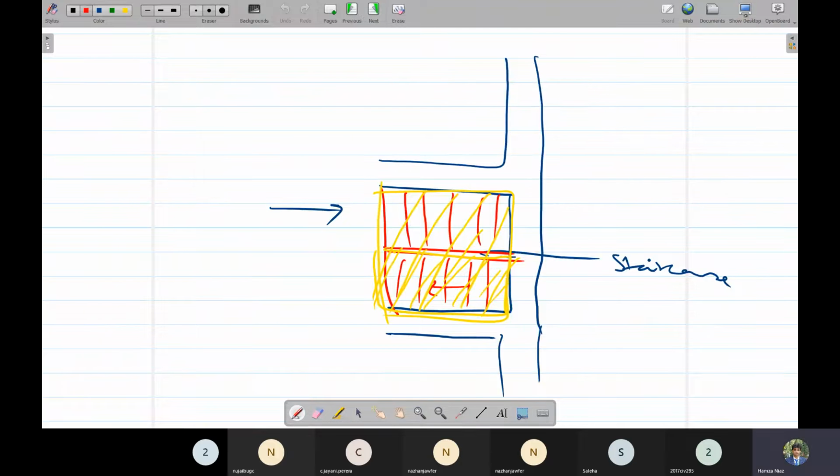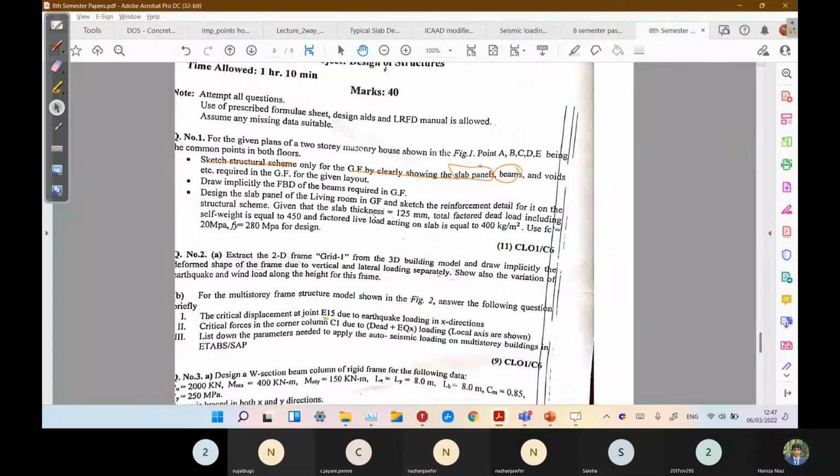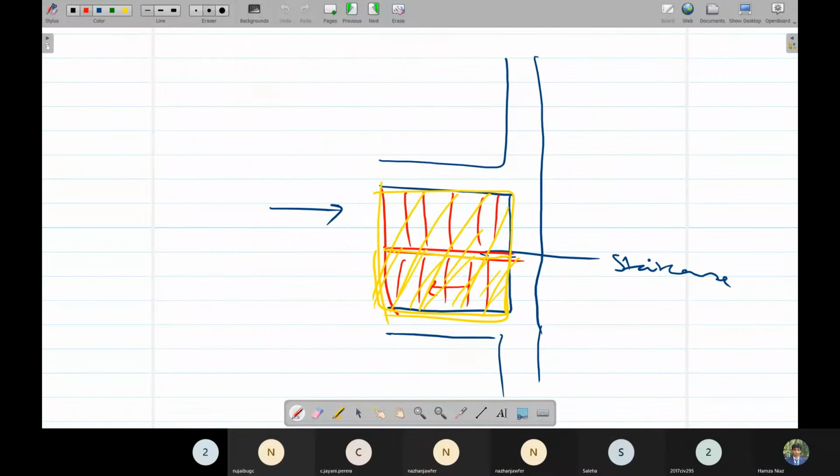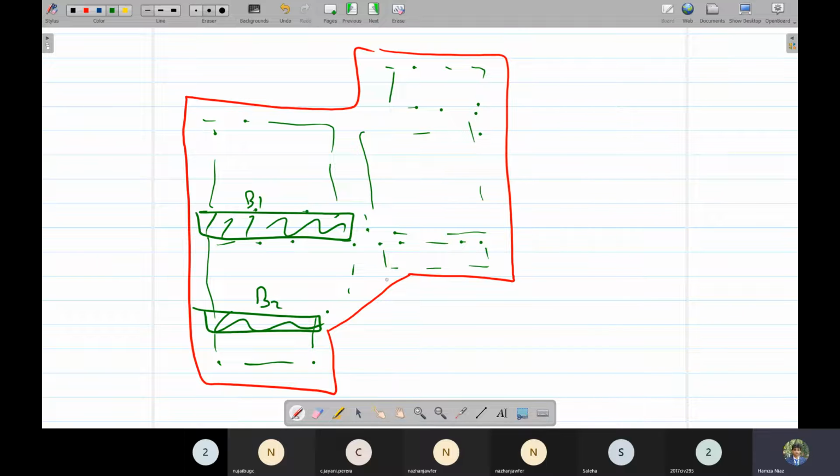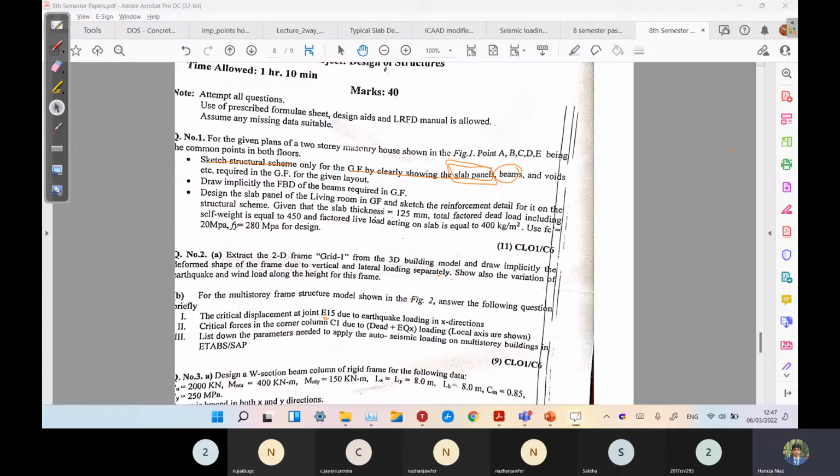Okay, so this is a structure scheme. We have shown the slab panels. These are the slab panels. We have to show the beams. This is our B1, just clearly show it. This is almost our B2, and this is like our B3. So we have to show it clearly. I'm just sketching it roughly.